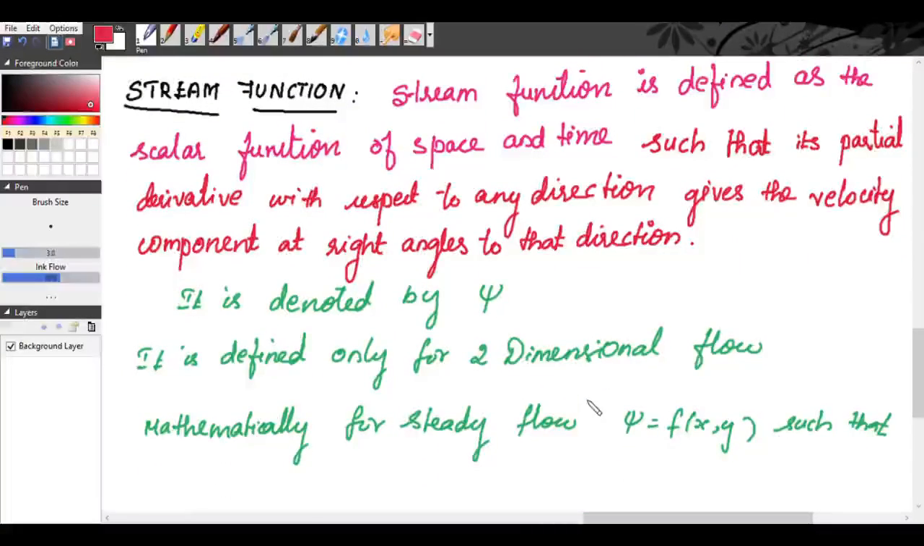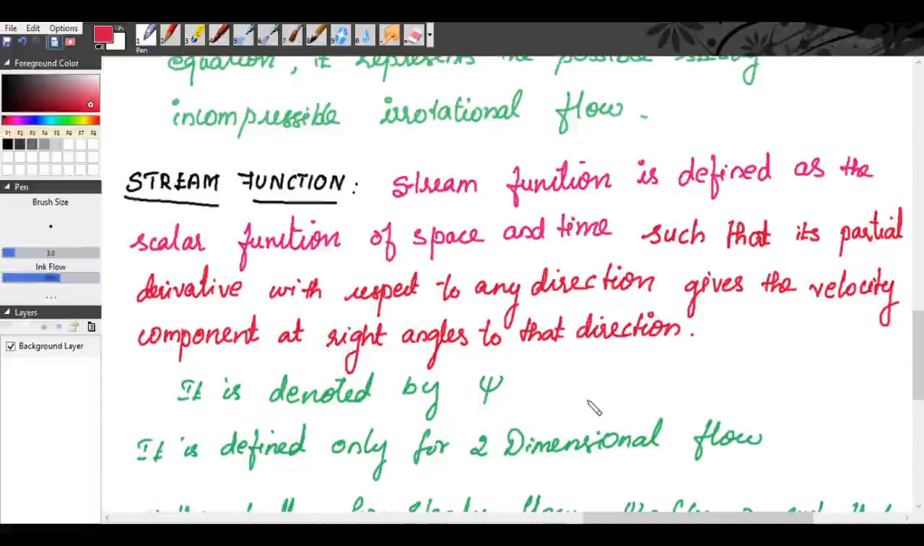Important. See, these two come together. Velocity potential and stream function come together. So stream function is also similar to velocity potential. This is also a scalar function. The stream function is defined as a scalar function of space and time such that its partial derivative with respect to any direction gives the velocity component at right angles to that direction. See, in the previous case, velocity potential gives the velocity component in that direction. Here it gives the velocity component at right angles to that direction.